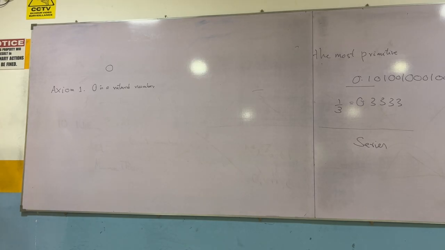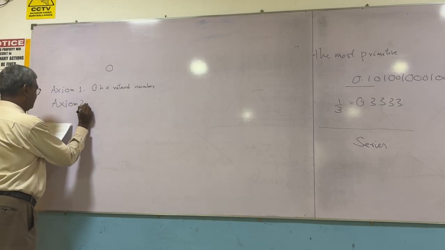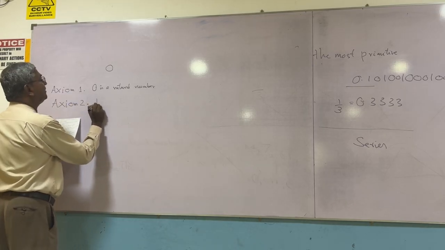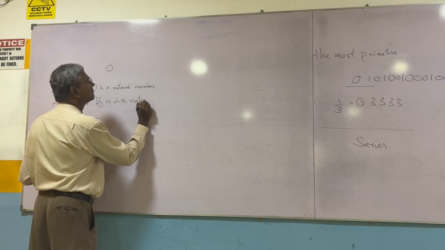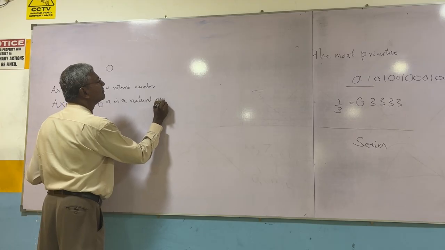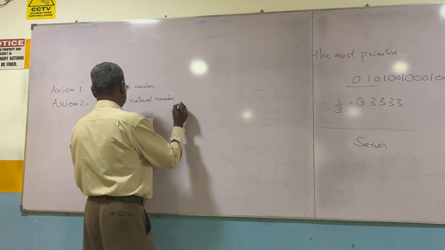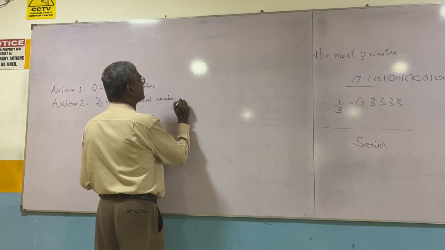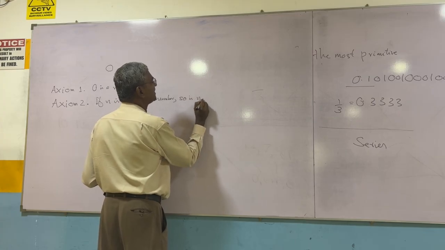Axiom 1, 0 is a natural number. So, we take it for granted that 0 is a natural number. Then axiom 2, very important. If n is a natural number, then so is n plus plus.